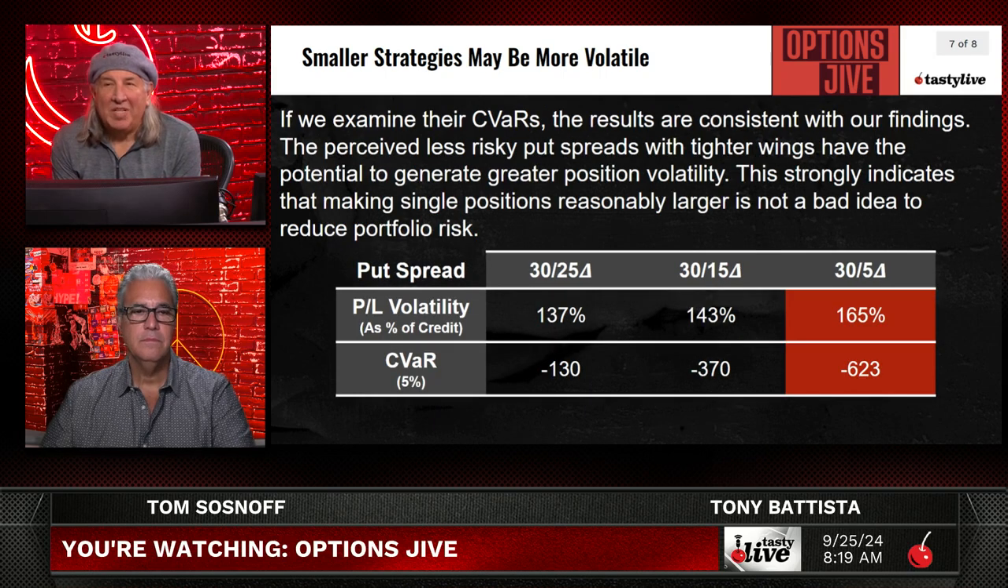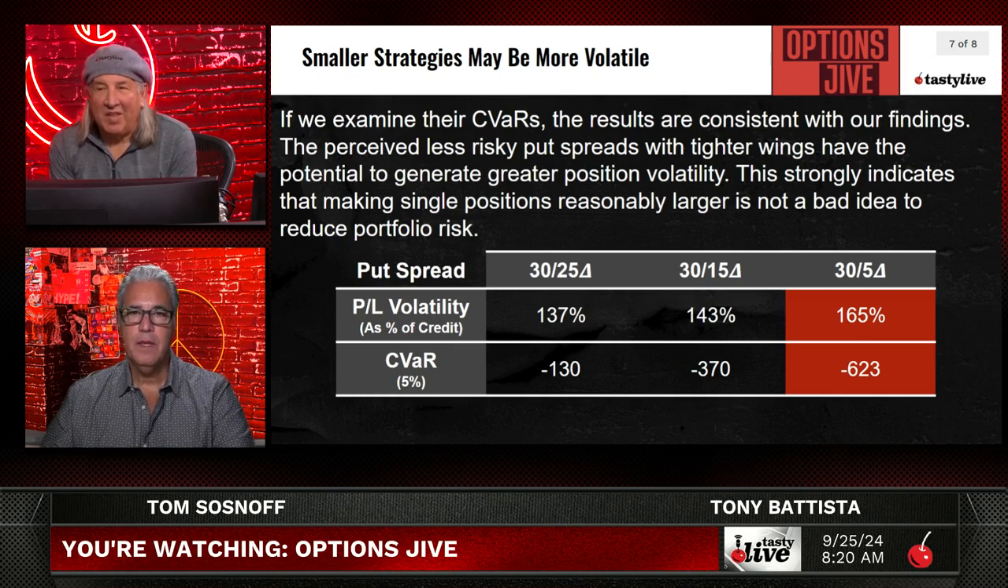If we examine their CVaR, conditional value at risk, the results are consistent with our findings. Perceived less risky put spreads with the tighter wings have the potential to generate greater position volatility. This strongly indicates that making single positions reasonably larger is not a bad idea to reduce portfolio risk. When you look in this case, again, you can take a look. These are the short put spreads. This is the P&L volatility, and again, the CVaR as well, the conditional value at risk.